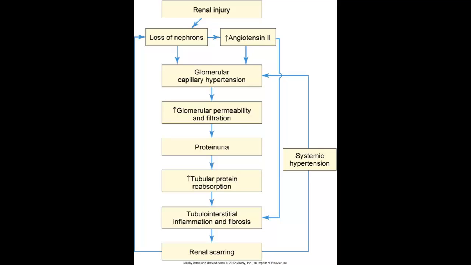We're going to have an increase in our angiotensin II, and that's going to cause a variety of different problems, increasing our glomerular capillary hypertension. That's going to be one of the causes or one of the problems. Glomerular permeability and filtration increases, proteinuria, so we start to dump protein. We start to have an increase in our tubular protein reabsorption and tubulointerstitial inflammation and fibrosis and scarring of the kidney. That'll also contribute to our systemic hypertension along with angiotensin being released. So those two things combined are going to continue to add to hypertension that we see in our patients who have renal dysfunction.